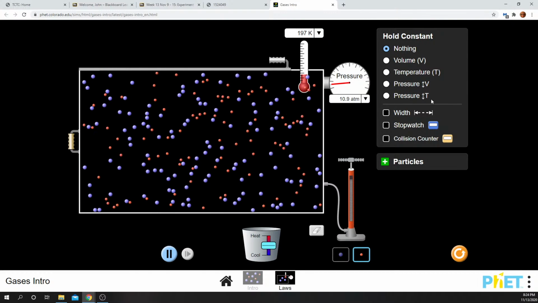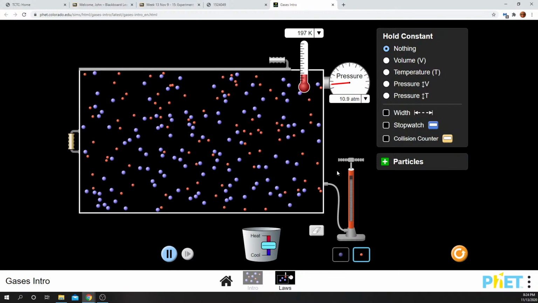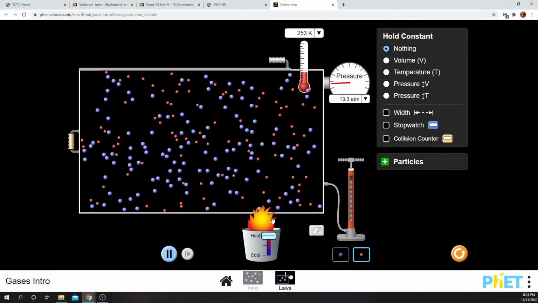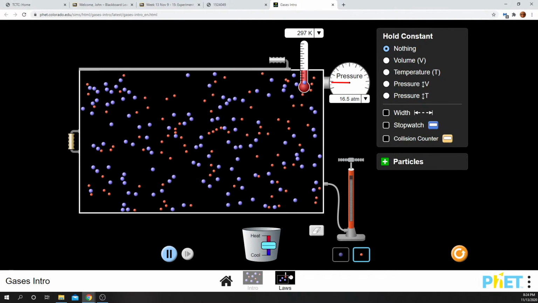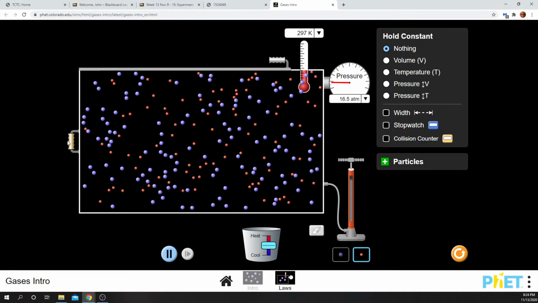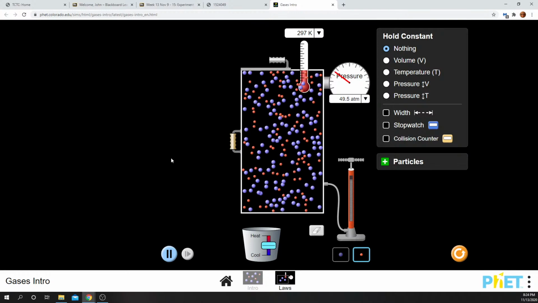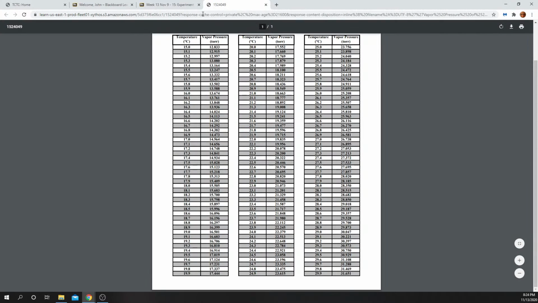So this simulator will let you experiment and play around and see more directly what effect these different things have on pressure. Okay? So you increase the temperature, you increase the pressure. Decrease the volume, you dramatically increase the pressure, because there's just less space, the particles are running into stuff more. That's all. It's a neat little simulator.